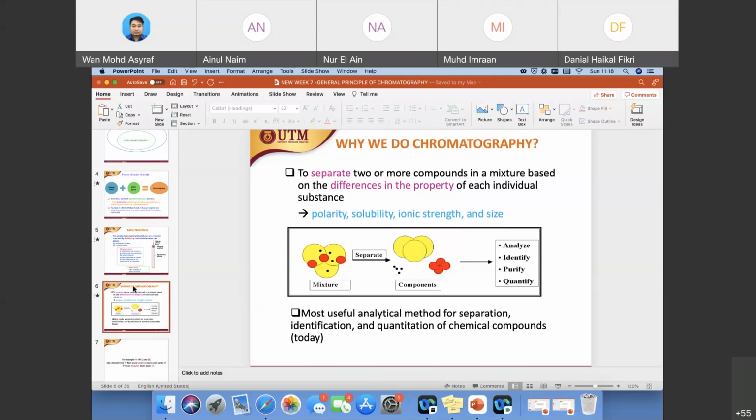Right? Okay, so based on this picture, you can see that there is a mixture here. There is a bigger yellow circle here, a red one which is much smaller, and there is an even smaller one, the black circle. This is the mixture, and then we separate it. So separation inside the mobile phase and also the stationary phase, and in the end we can have a separation of them, the bigger one, the medium one, the smaller one, and then towards the end we can analyze, identify, as well as purify and quantify them.